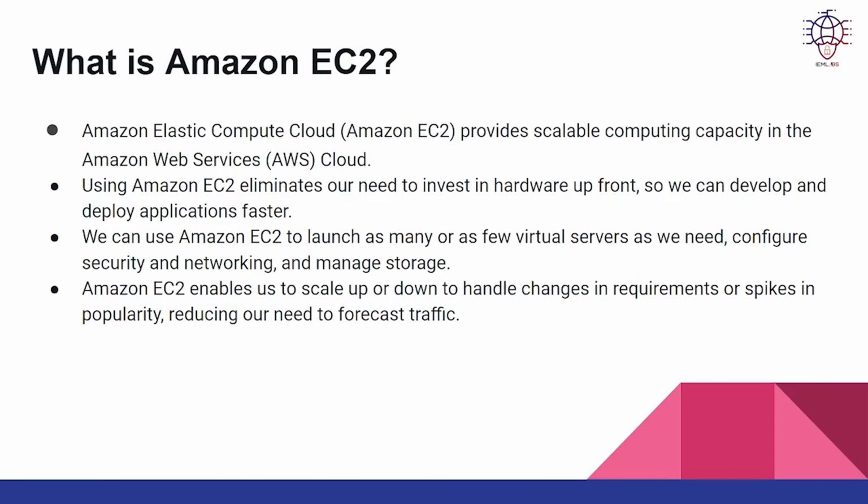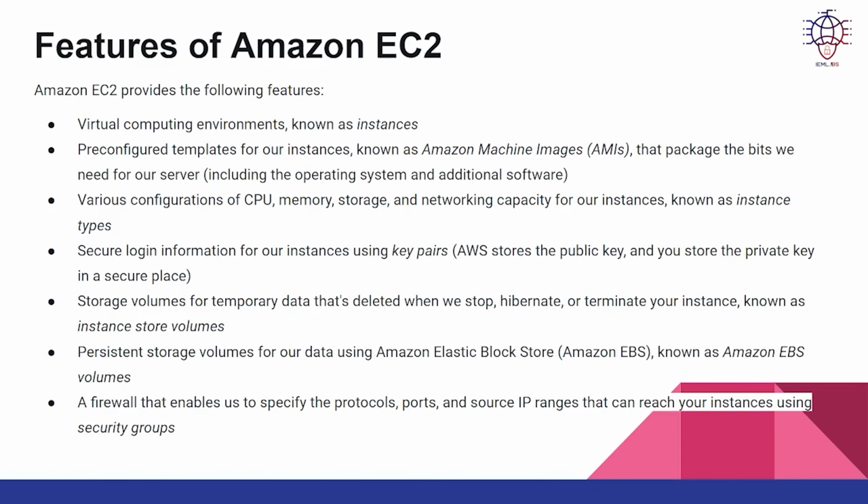Now let's move to the next slide. Amazon EC2 provides us various features and we will discuss these one by one. The first one provided by Amazon EC2 is known as instances. Here, the virtual computing environments that we get are known as instances. We have pre-configured templates for our instances known as Amazon Machine Image. We will discuss these in more detail later. They package the bits we need for our server, including the operating system and additional software.